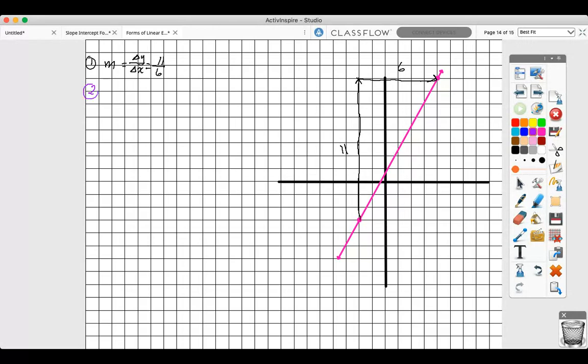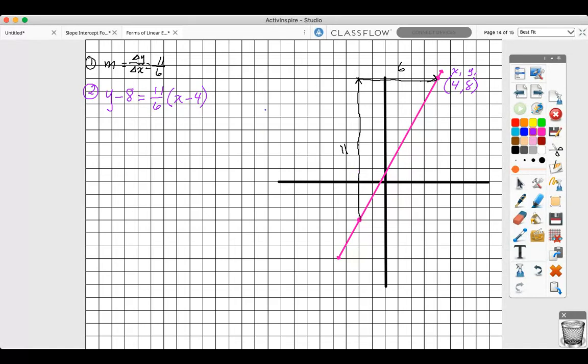Okay. Second thing is to write it in point slope form. Well, pick a point. I'm going to pick this point because I like positive numbers. So this point is 1, 2, 3, 4, comma 1, 2, 3, 4, 5, 6, 7, 8, 4, comma 8. So now this is my x1, y1. So here we go. So y minus 8, because y minus y1, equals 11 sixths times x minus 4. Okay, so it's written in point slope form.